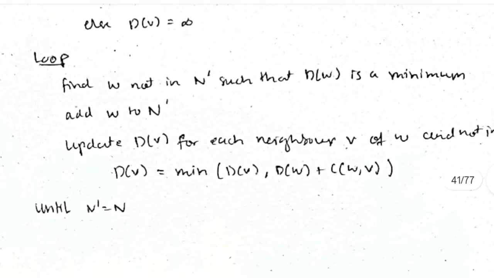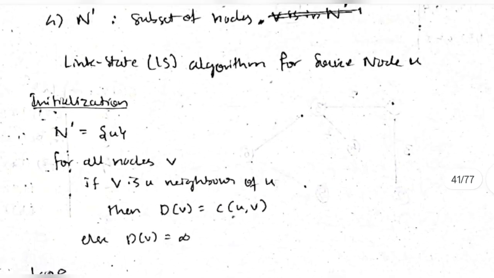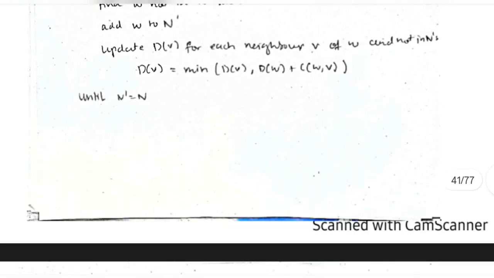In the loop, each time you will iterate over the different neighbors, and you will see if the current distance is more than the current distance plus the cost. In that way you will be updating the values of Dv until N dash is equal to N. N dash means the new nodes that will be added to the empty list, and if that becomes equal to N, that means all the nodes are covered. Initially N will only have the starting node, which is u. This will be understood more when we solve an example.